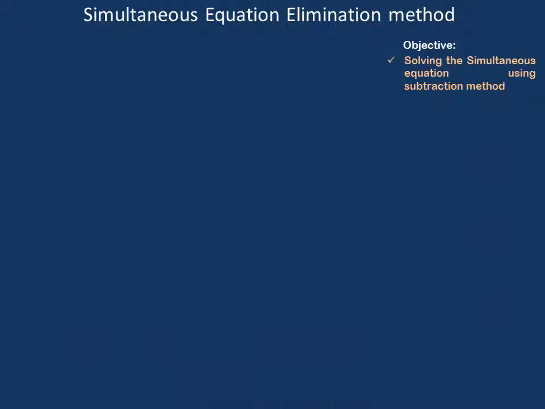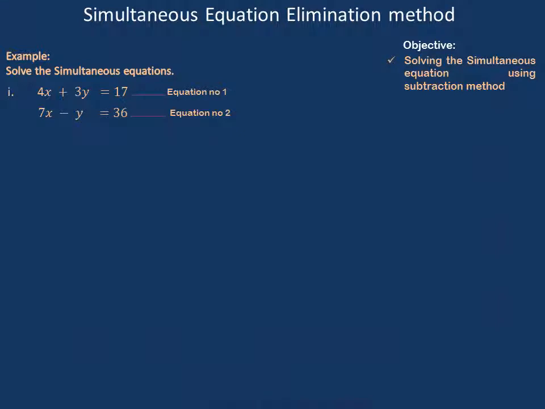In this tutorial we're going to try to solve simultaneous equations using the elimination method. We've got a question. We're going to break down our question into two parts. Number one is going to be equation 1 and number 2 we're going to name equation number 2.